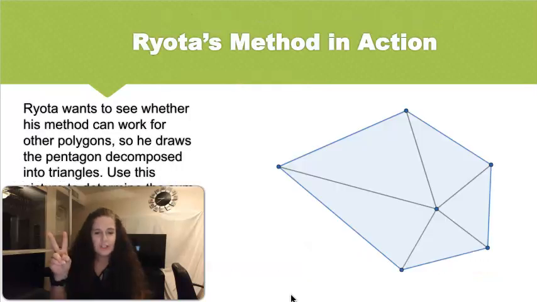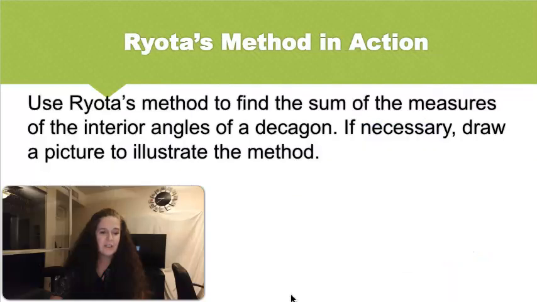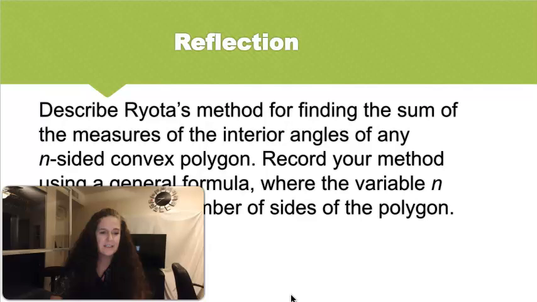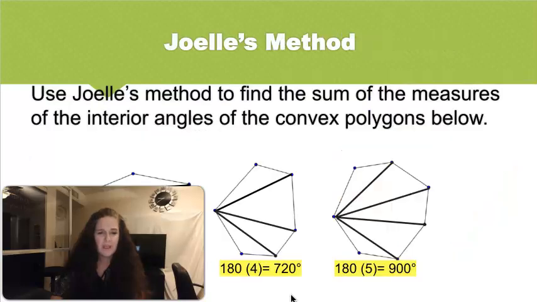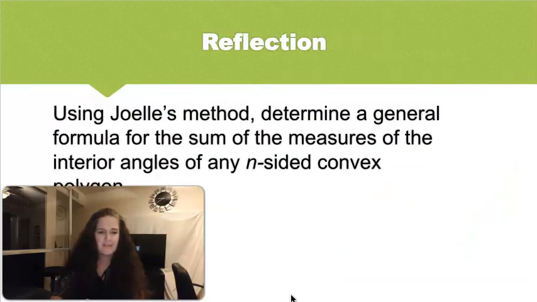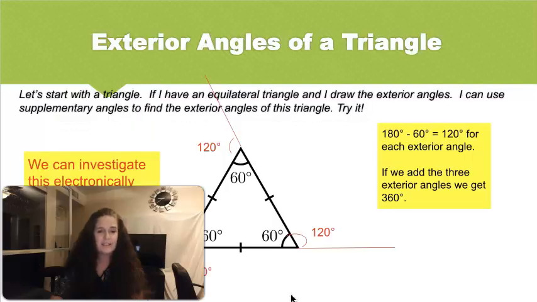And then we're going to look at two different schools of thought, Ryota's method and then Joel's method. So that will be a difference in where these formulas come from and how we can make sense of them. So I hope you're able to join us on this day, especially make sense of interior angles as well as exterior angles of polygons.